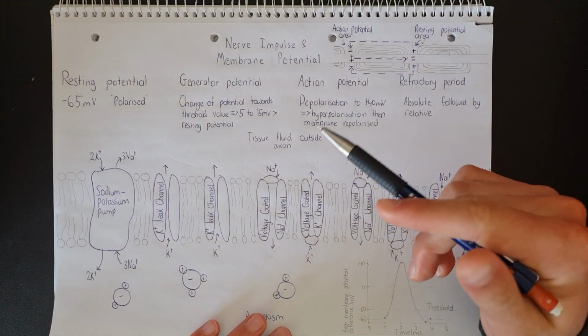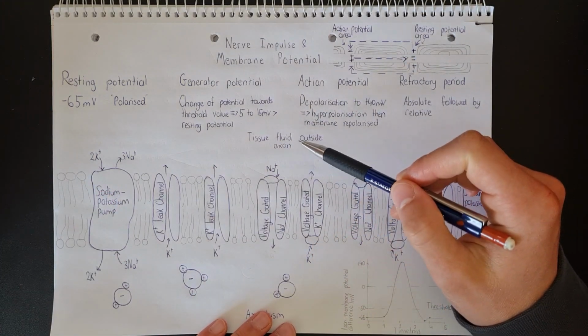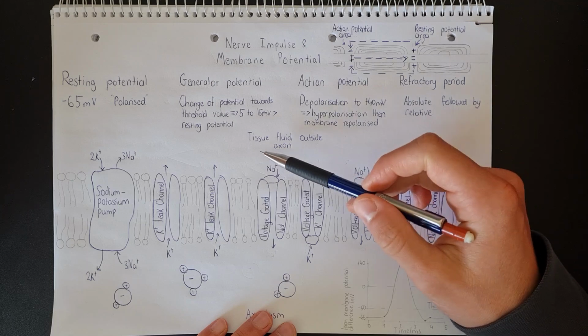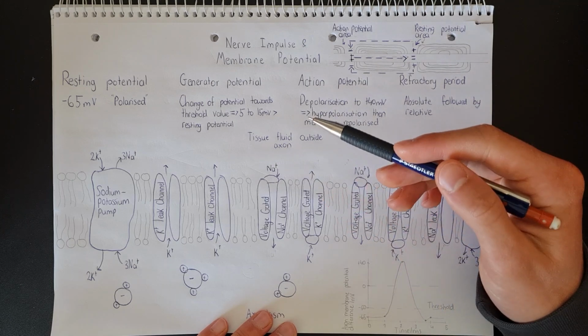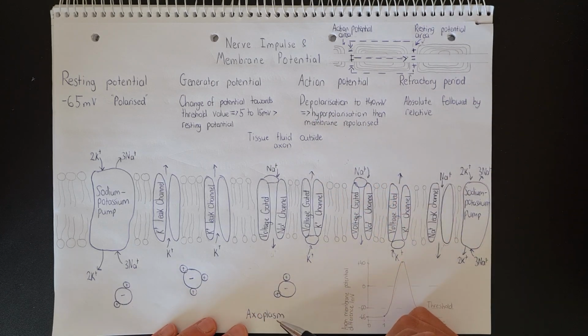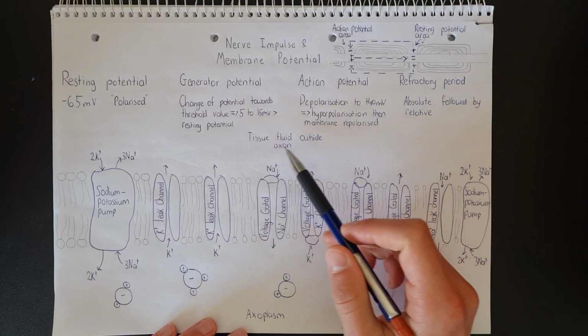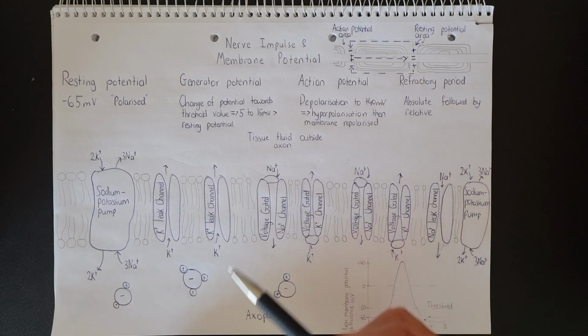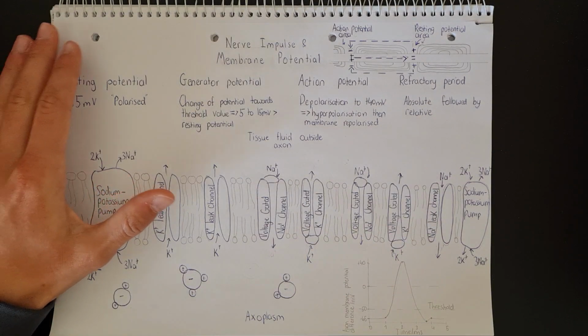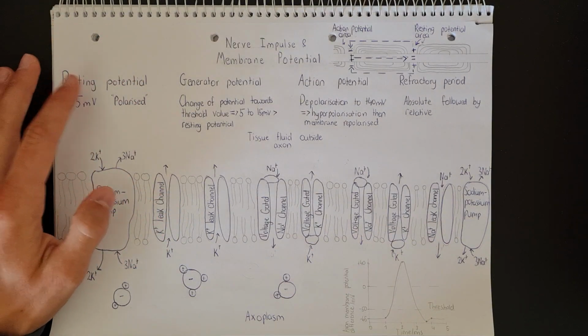So that means that the tissue fluid outside the axon is 65 millivolts more positive than the axoplasm. So the axoplasm has an electrical charge 65 millivolts less than that of the tissue fluid outside the axon. So now let's actually take a look at how the resting potential is established.